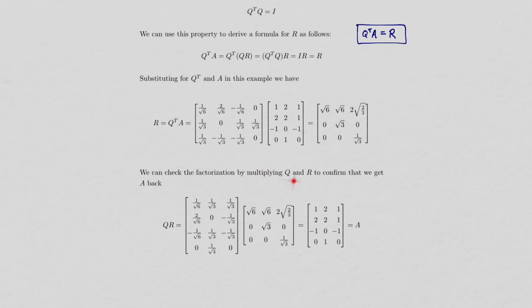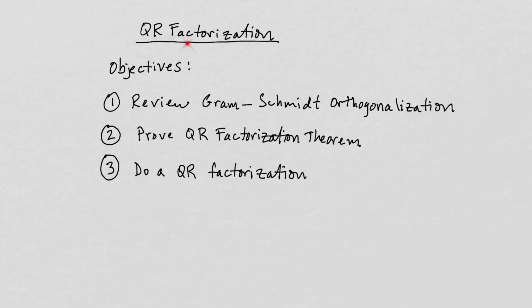We can check the result simply by multiplying Q and R to confirm that we get A back. So here's Q, here's R, multiply them together, and indeed we get A. And so our QR factorization is correct. That finishes our video on QR factorization. We reviewed the Gram-Schmidt orthogonalization theorem, proved the QR factorization theorem, and did a QR factorization example.